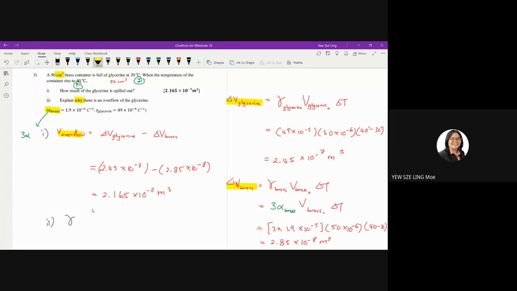Okay, so explanation questions. So gamma for glycerin.